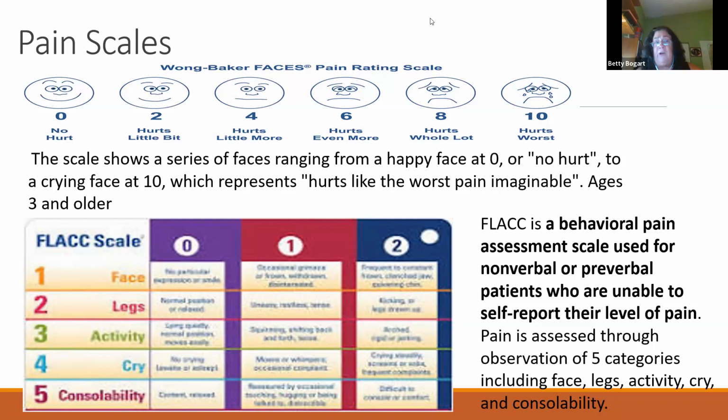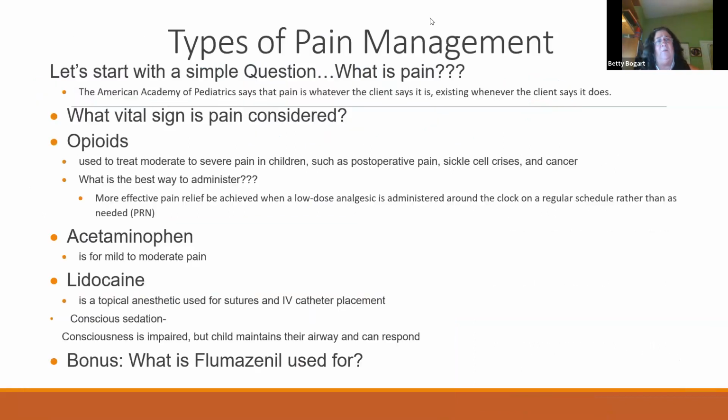At age 3, which is your faces scale, they can start to use it. And they can really tell you. They can point at number 6. I feel like that. They're really good at letting you know. So again, this is what students get wrong all the time. At 3, it's faces. Below that is FLACC, and any nonverbal is FLACC.